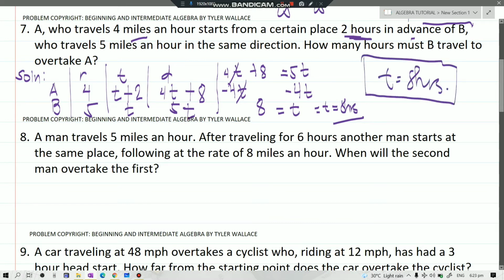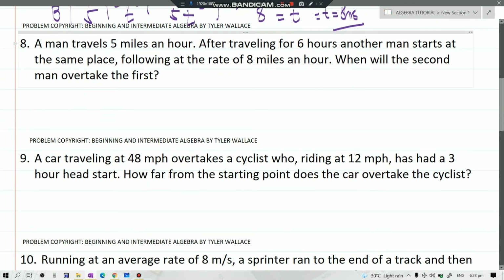Okay? So, next tayo. A man travels 5 miles an hour. After traveling for 6 hours, another man starts the same place, following at the rate of 8 miles per hour. When will the second man overtake the first?